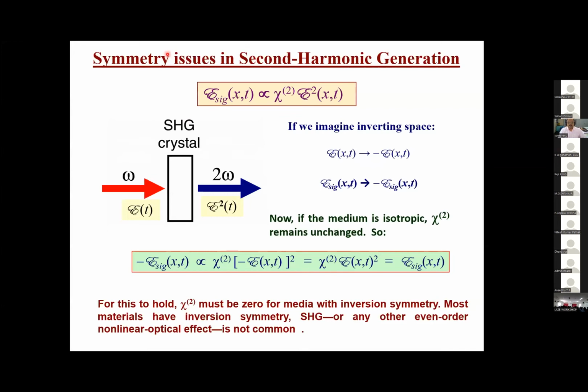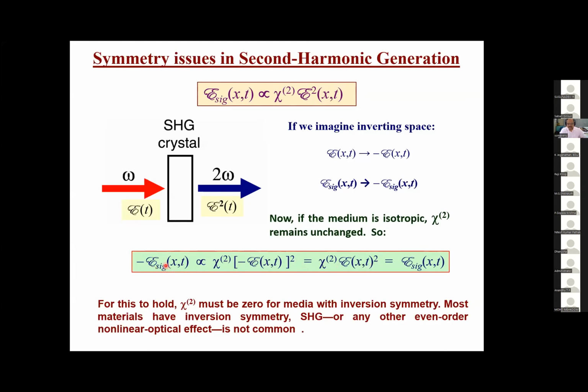As Reggie pointed out, there will be symmetry issues in second harmonic generation. For example, if you look at the second harmonic signal which we are generating using a second harmonic crystal, this is the fundamental. The electric field is given by E of t. And here you get 2 omega, which is E2 of t. If you imagine inverting the space, E of t goes to minus E of t, and E of signal will go to minus E of signal. However, the medium is isotropic. Therefore, chi2 will not change its sign. So minus E of signal t, when you are inverting the space, is proportional to chi2 times minus E of t squared. So this minus gets cancelled out.